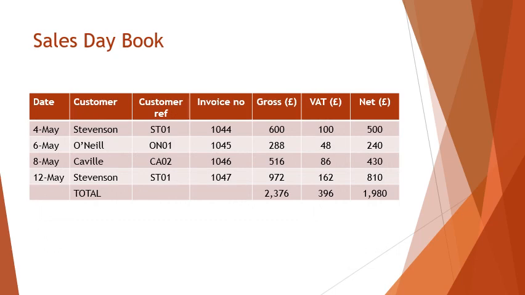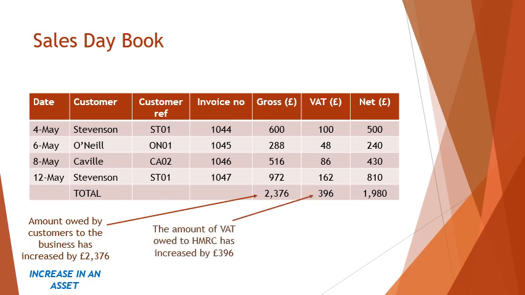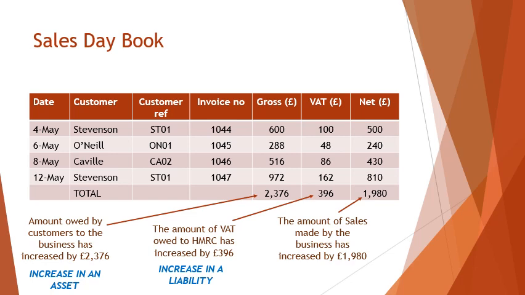So let's have a look at an example. On the screen at the moment, we have a sales daybook with various invoices, and we've recorded the gross, VAT and net amounts for all of them, and we've totaled them up. The amount that's owed by the customers for this period has increased by 2,376. That's an increase in an asset. So that is our gross column total. The total of our VAT column represents an increase in the amount of VAT owed to HMRC, so that's an increase in a liability. And the total of our net column of 1,980 records the increase in the business's sales over the period. So that's an increase in income.